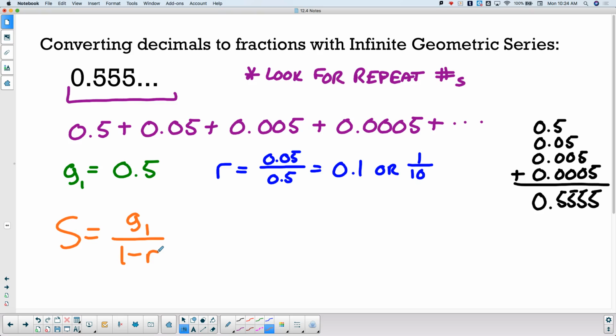Okay? Well, my first term was 0.5. Which R value do you want to use? The decimal or the fraction? Decimal. Okay, that's fine with me. 0.1.